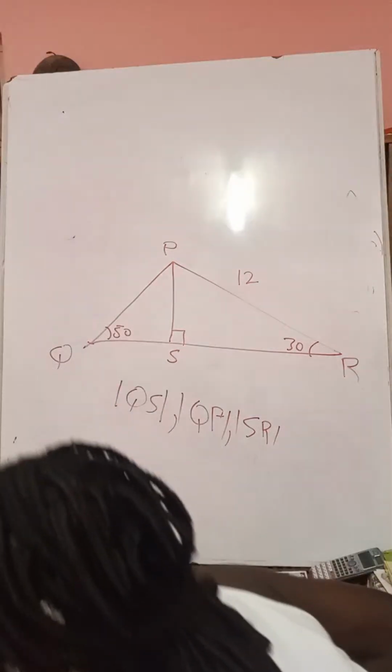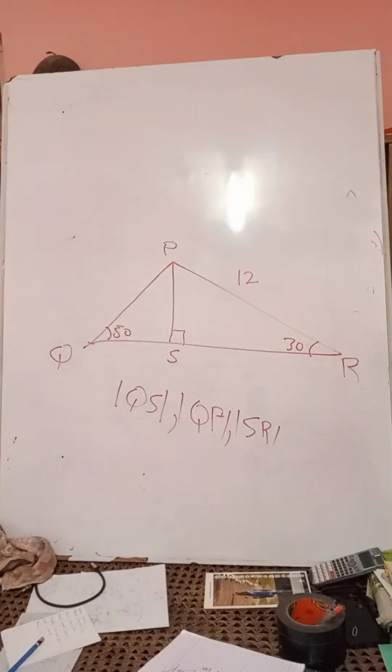Hurry up, hurry up. Time is going, hurry up. What is QS? 7.2. 7.2. Oh, what? QP. Please, guys, hurry up.